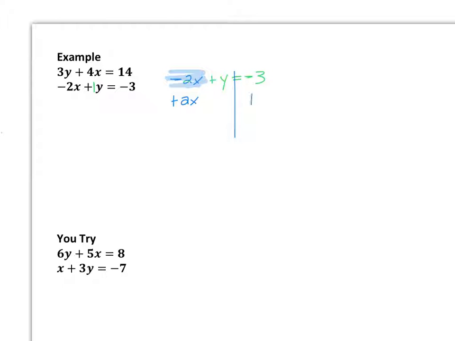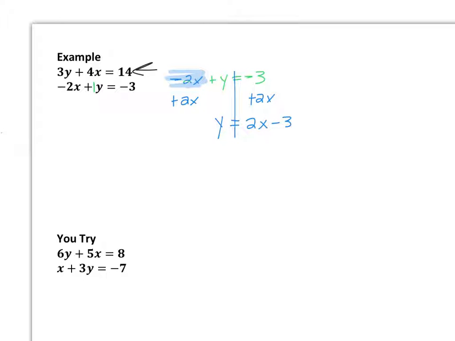Whatever I do to one side, I have to do to the other. Negative 2x plus 2x is 0, so that leaves just y on the left. Negative 3 and positive 2x are not like terms, so I can't put them together. We're just going to write them side by side: y equals 2x minus 3. All right, now we've solved for one of our variables. Now we can substitute that for y in our first equation to solve for x.